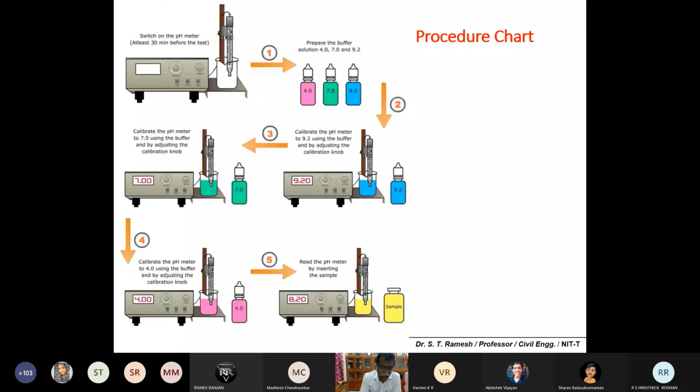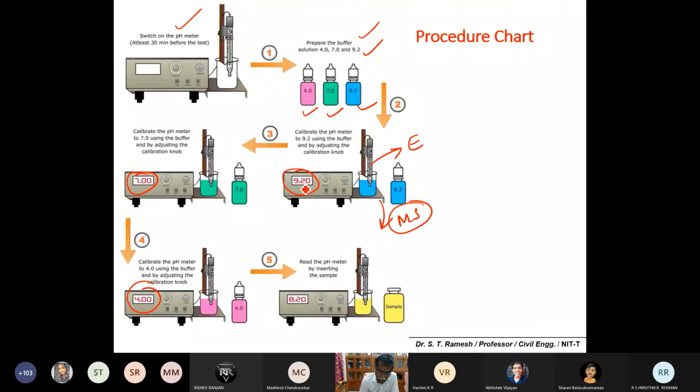So what I told you: switch on the pH meter at least 30 minutes before your test and prepare the standard buffer solutions of 4, 7 and 9.2. You can also calibrate the instrument with 9.2, 7 as well as 4. Please make a note, you prepare it and keep it in the sample like this. It's a magnetic stirrer, and this is your electrode. The magnetic stirrer is for mixing, the electrode for the measurement.